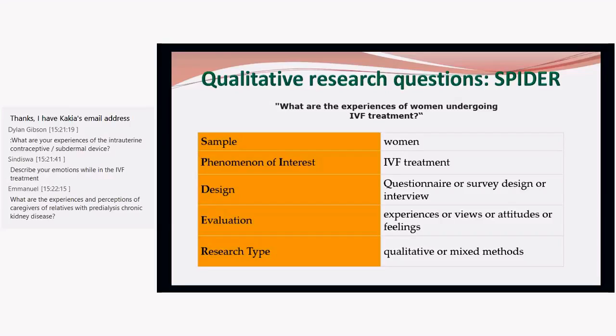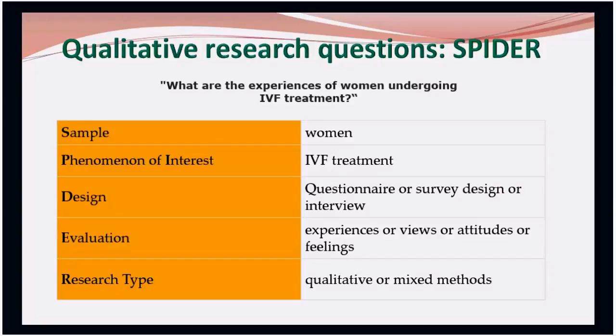Okay, what are the experiences and perceptions of caregivers of relatives with pre-dialysis chronic kidney disease? Wonderful. So we have our sample, that is our caregivers of relatives with pre-dialysis chronic kidney disease. We have our phenomena of interest. We have our design, which I think you would naturally see as interviews. We have our evaluation, which is experiences and perceptions, and our research type is qualitative.